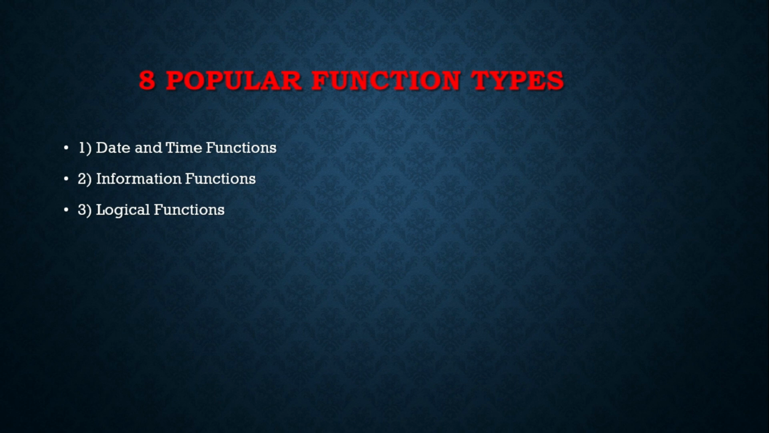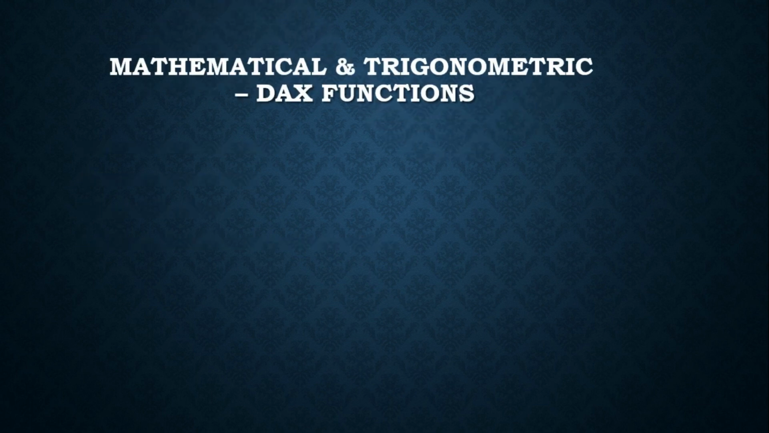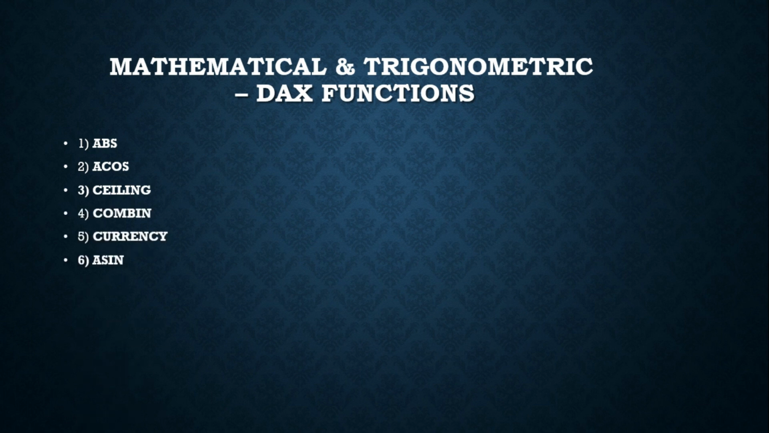So from today, we are going to see the fourth popular function type in Power BI, which is mathematical and trigonometric functions. In mathematical and trigonometric functions, we have multiple functions available. The first one which we are going to see is ABS, which is absolute value, then ACOS, CEILING, COMBIN, CURRENCY, ASIN, ATAN, COS, DEGREES, FACT, and so on.